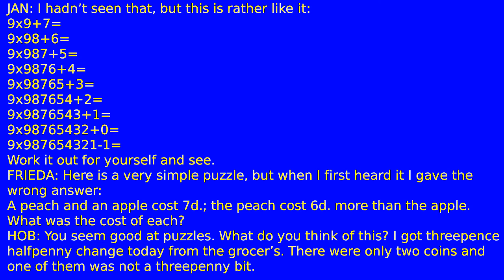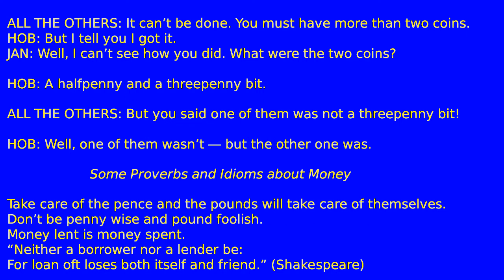Hob: You seem good at puzzles. What do you think of this? I got threepence halfpenny change today from the grocer's. There were only 2 coins and one of them was not a 3-penny bit. Jan: It can't be done. You must have more than 2 coins. Hob: But I tell you I got it. Jan: Well, I can't see how you did. What were the 2 coins? Hob: A halfpenny and a 3-penny bit. Jan: But you said one of them was not a 3-penny bit. Hob: Well, one of them wasn't, but the other one was.